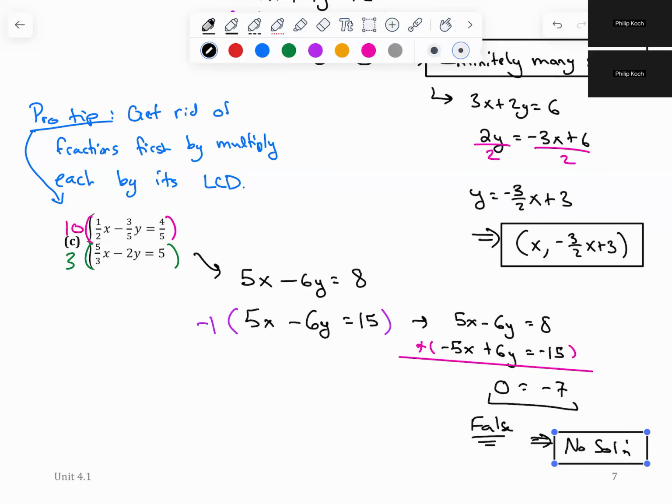But so yeah, if you see fractions, immediately try and get rid of them. You can multiply an equation by any non-zero number, so get rid of the fractions. Very, very useful.